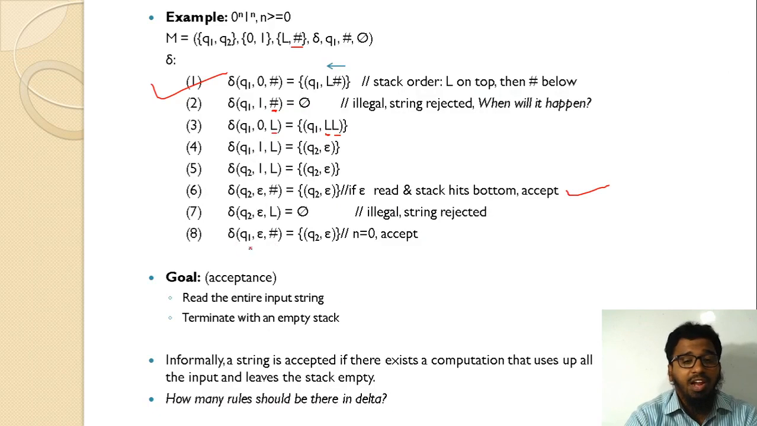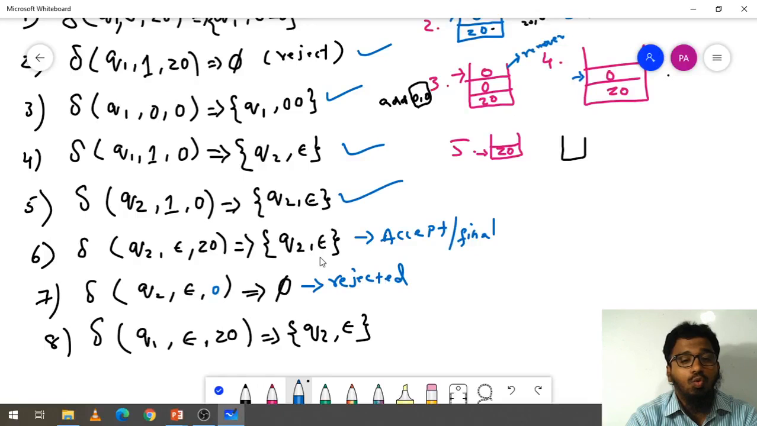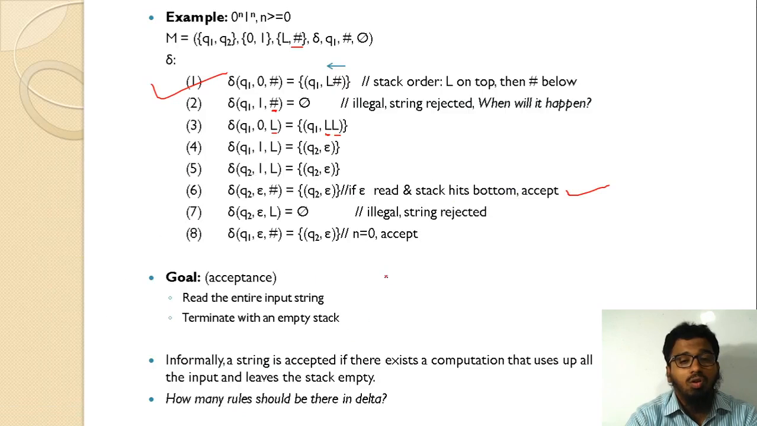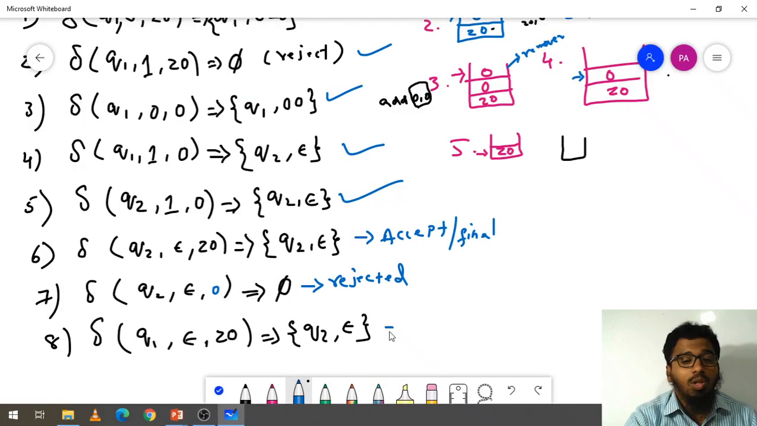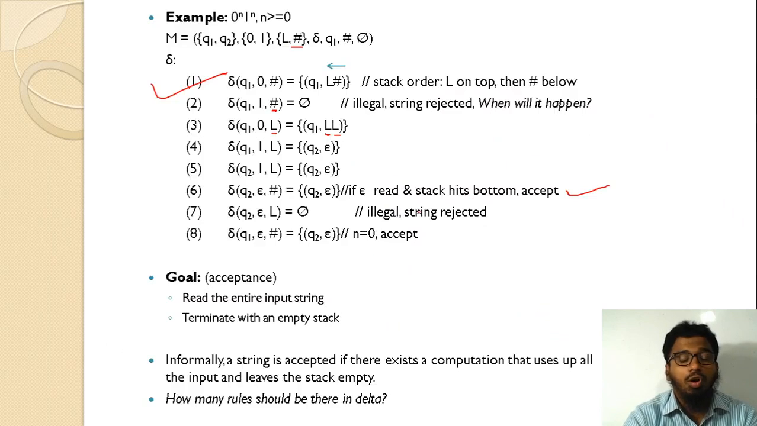Next, delta q1 epsilon z0, what we are getting, q2 epsilon. So here n is equal to 0. Now it is finished. So this is also accepted. Fine. So this is about the equation where we solve.